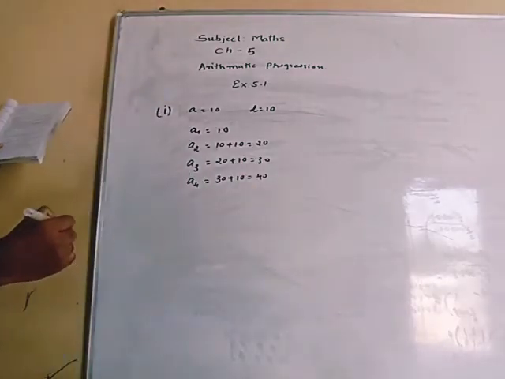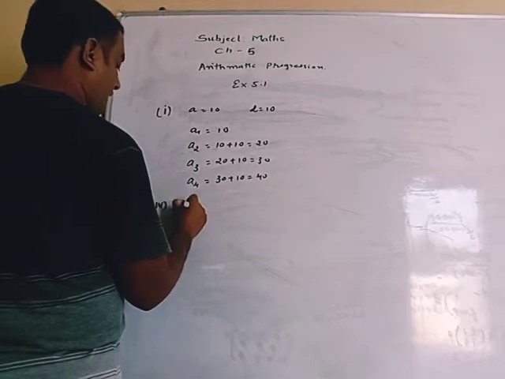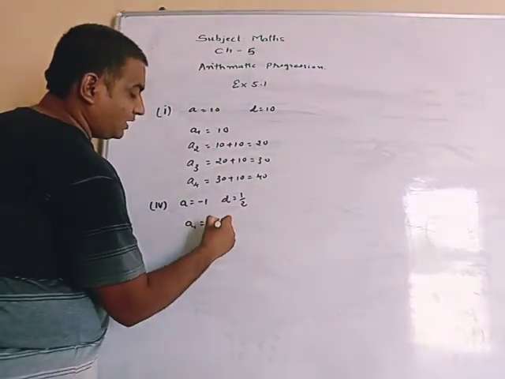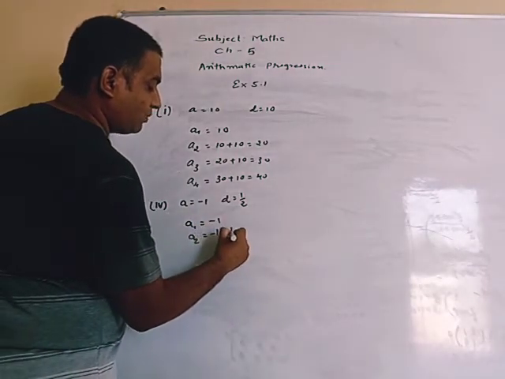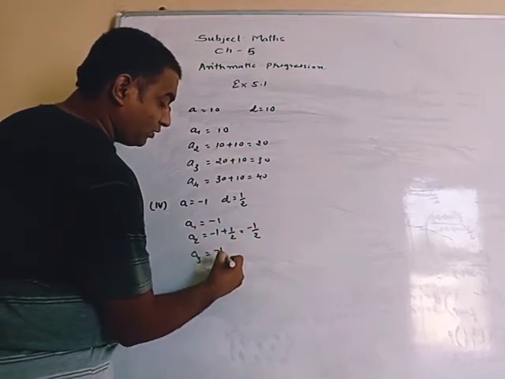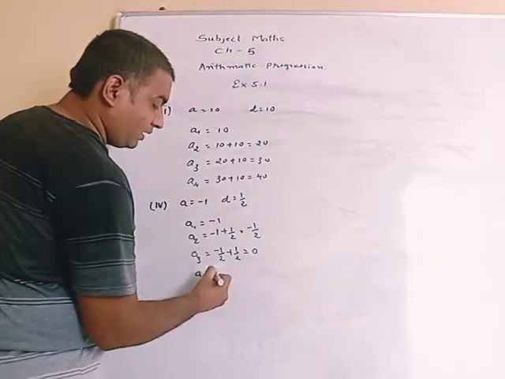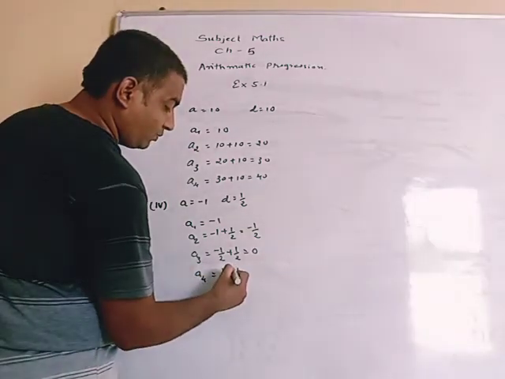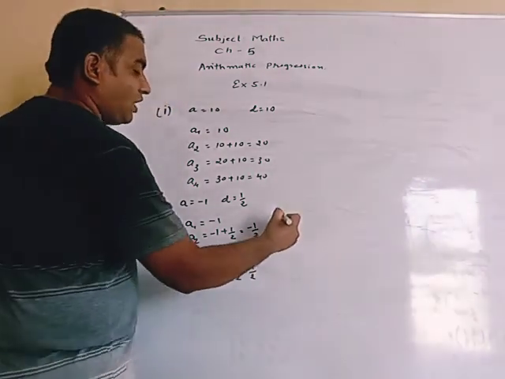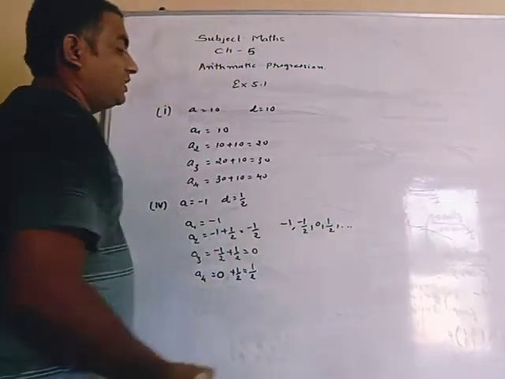Second, we have question number 4: A equals minus 1, D equals 1 by 2. So here A1 equals minus 1, A2 equals minus 1 plus 1 by 2, so it will be minus 1 by 2. And A3 equals minus 1 by 2 plus 1 by 2, it will be 0. Then A4 will be 0 plus 1 by 2, it is 1 by 2. And so our terms are minus 1, minus 1 by 2, 0, 1 by 2, like this.